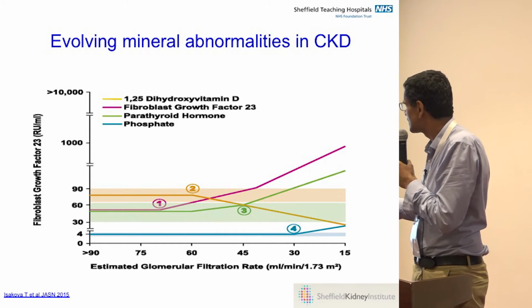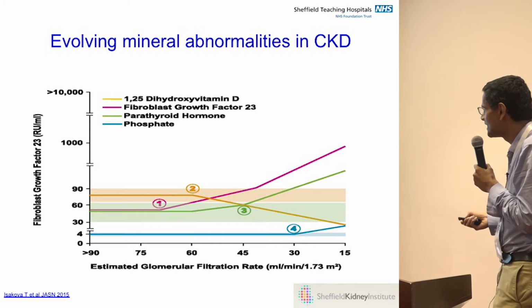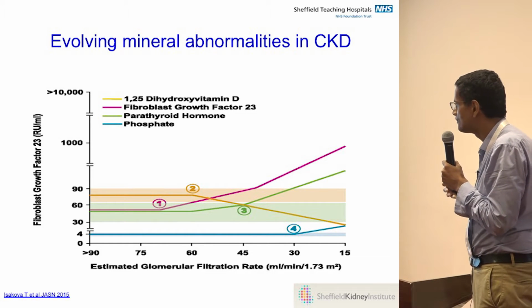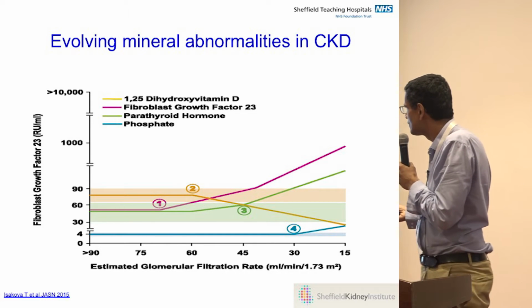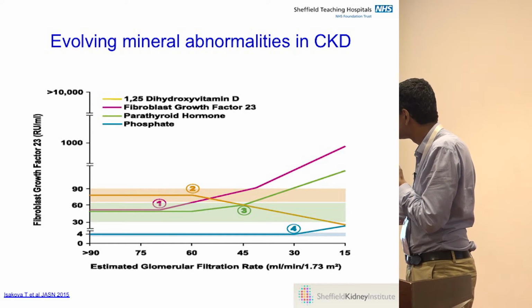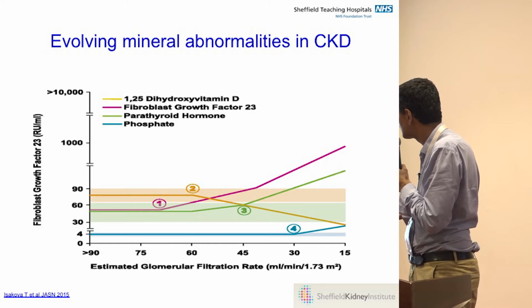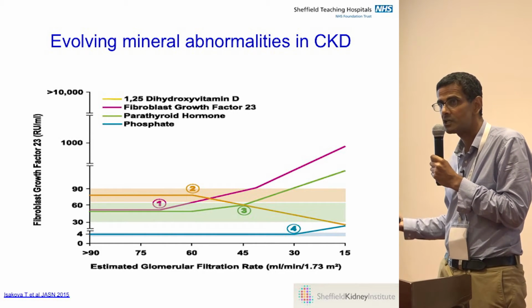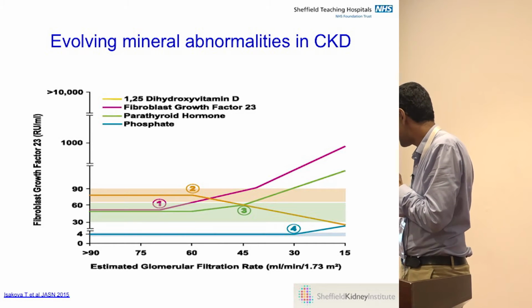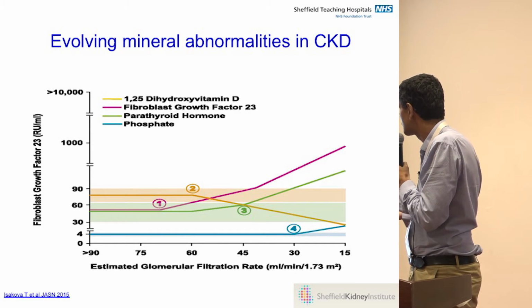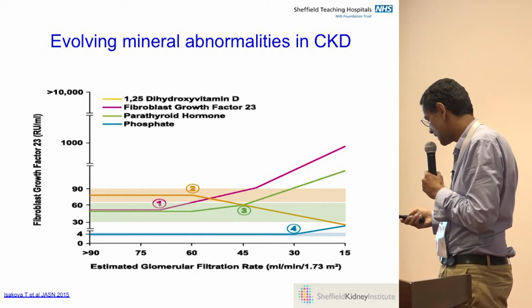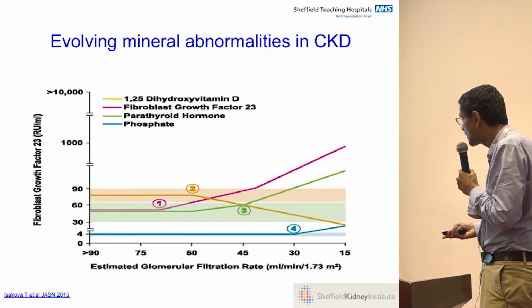And this graph you've already seen in an earlier talk, so I won't labour the point, but it's important when you think about hyperparathyroidism. The interesting thing to note is that FGF23, which is the red line here, starts to rise really early on in CKD, so CKD stage 2. And then vitamin D and later on PTH start to rise in CKD3. So the mineral abnormalities occur very, very quickly.